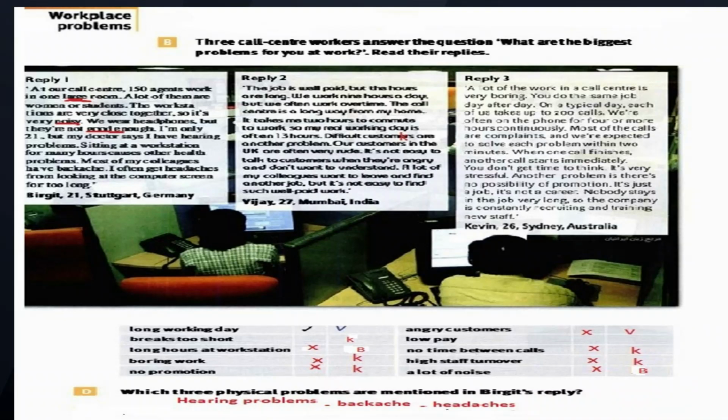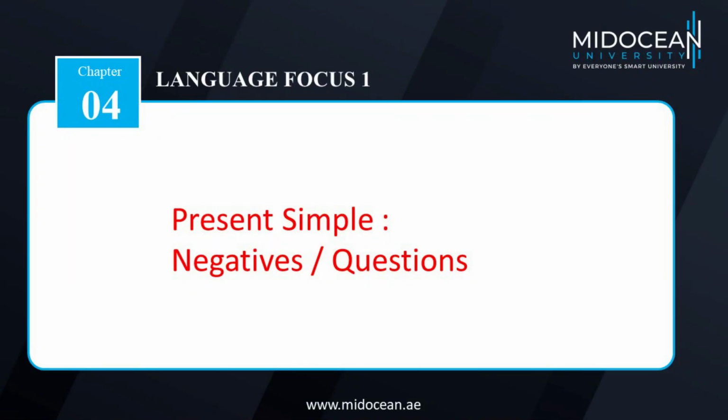I continue. So, a lot of noise. Here you have Birgit, okay? She talked about this problem. Now, look at which three physical problems are mentioned in Birgit's reply. Let's check the answers. So, here, Birgit talked about hearing problems, backache problems, and headaches.